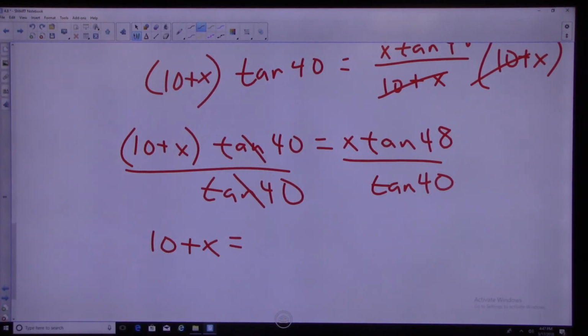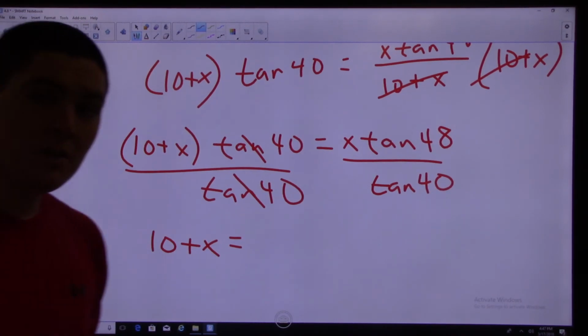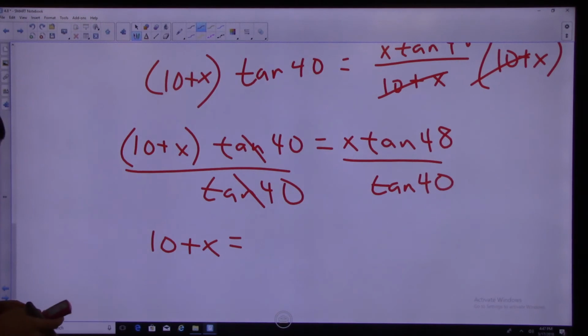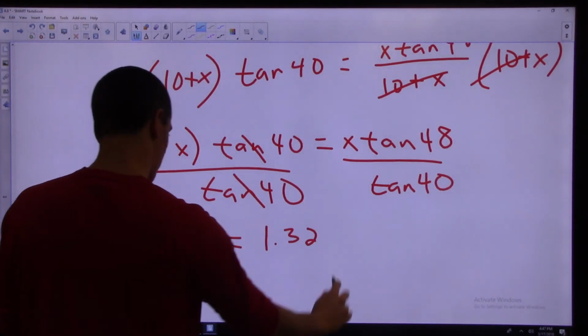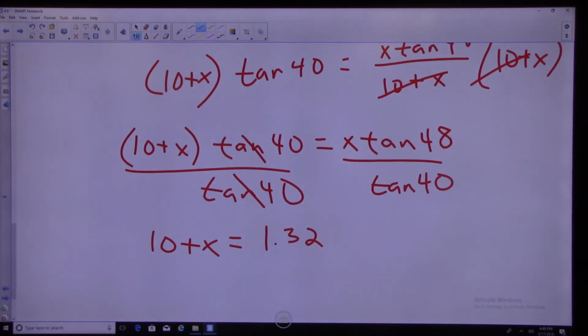Now, what I would do is just in your calculator, I would go ahead and get the decimal form for this. Again, just to reiterate, we're talking about degrees here, so make sure your calculator's in degree mode. So tangent 48 divided by tangent 40, enter. I got 1.32. Alright, hopefully you guys got the same thing.